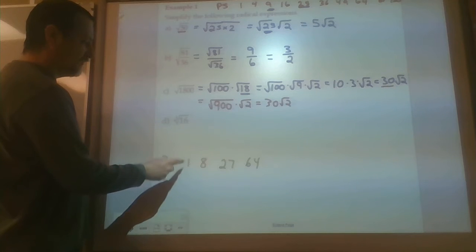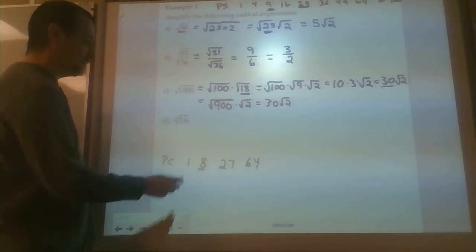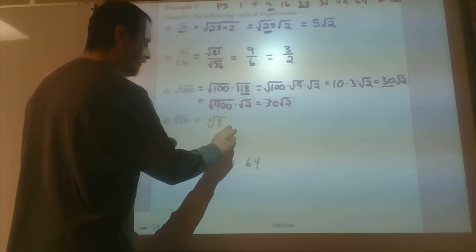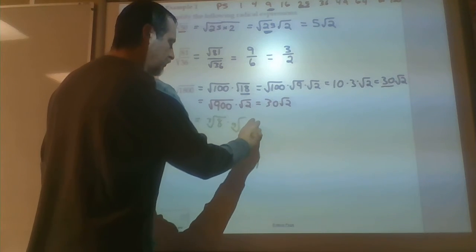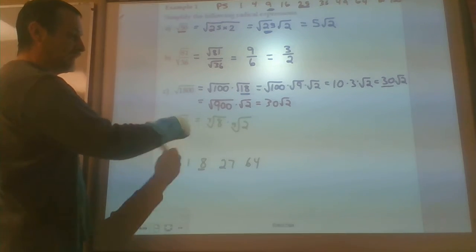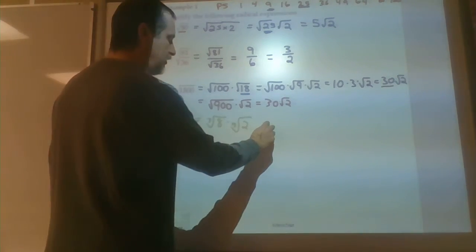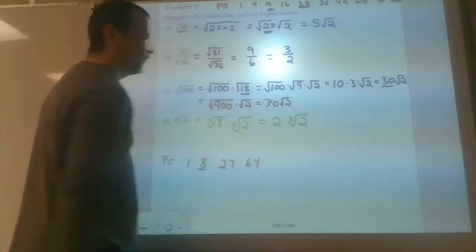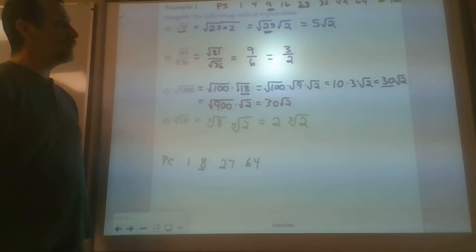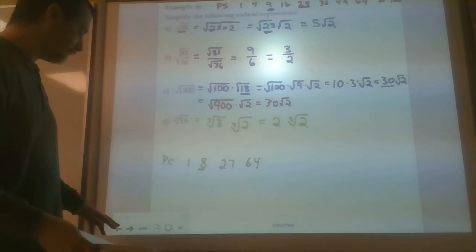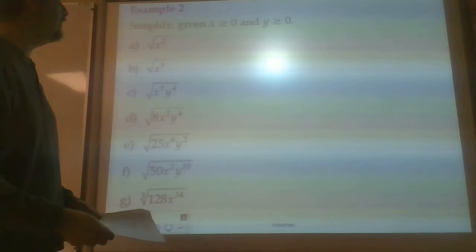But I need to pull perfect cubes out of here. 8 is a perfect cube. So I can turn this into the cube root of 8 times the cube root of 2. Because I have the same index, I can remultiply and get back to the original. And the cube root of 8 does have an answer, so 2 times the cube root of 2. So that's our little refresher on simplifying some radicals. We move on to the next page here.